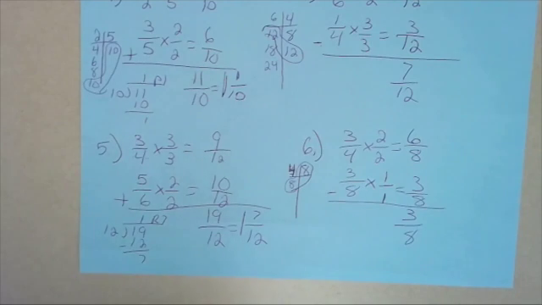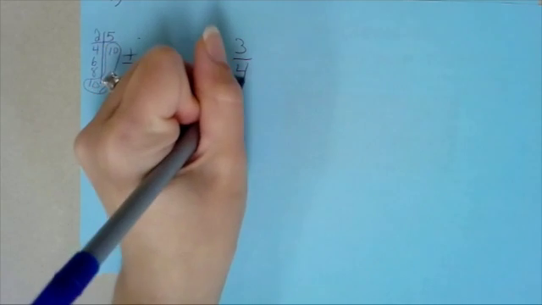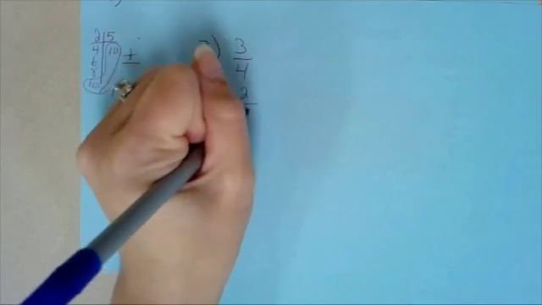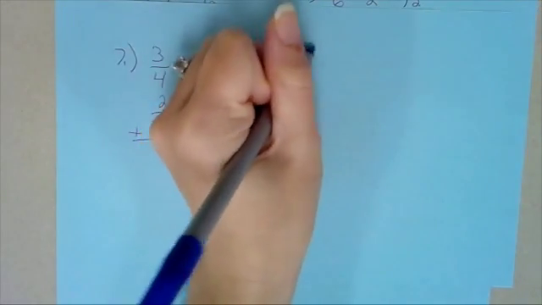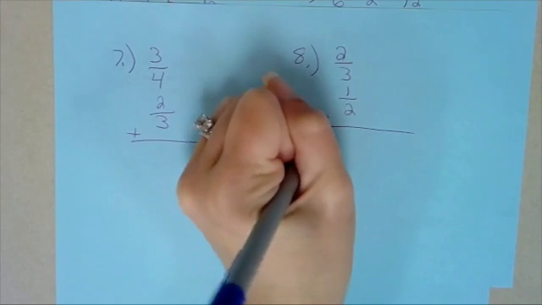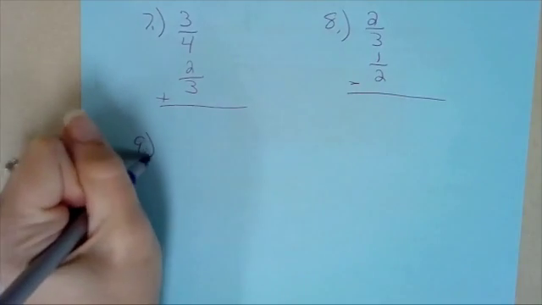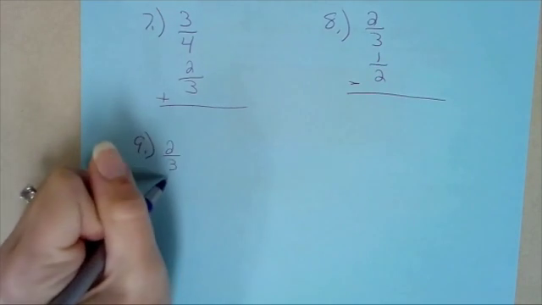We did 6 problems. You're going to have some to do on your own. I'm going to write them down on paper. You're going to write them down on your paper and work them out by yourself. Number 7 is going to be 3/4 plus 2/3. Number 8 is going to be 2/3 minus 1/2. Number 9 is going to be 2/3 plus 3/7.